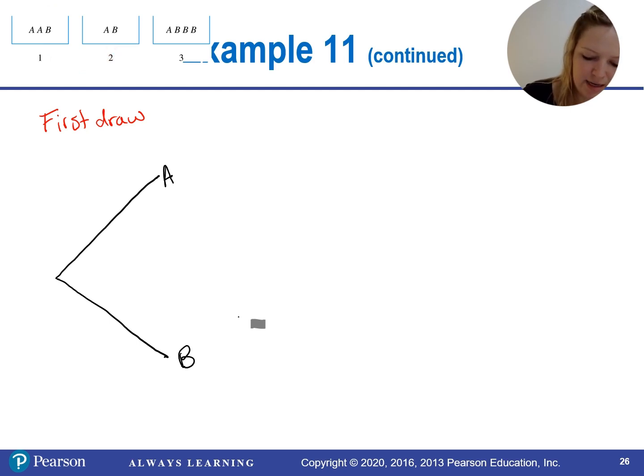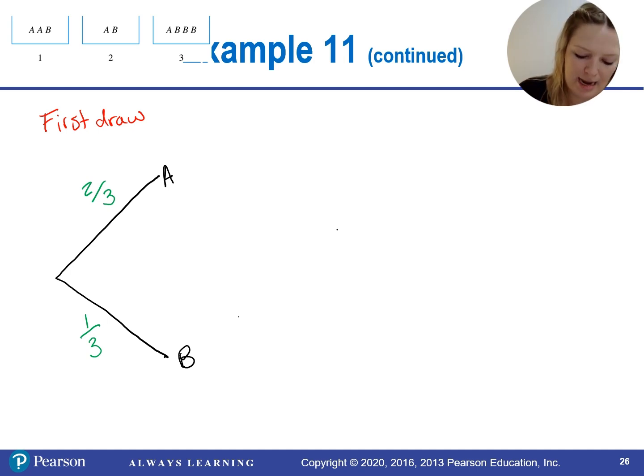So if I draw an A, the probability of that is 2/3 because I have 2 A's and 1 B in that box. And I have 1 B in the box, so the probability of drawing a B from the first box is 1/3. So let's just follow one possible outcome at a time.